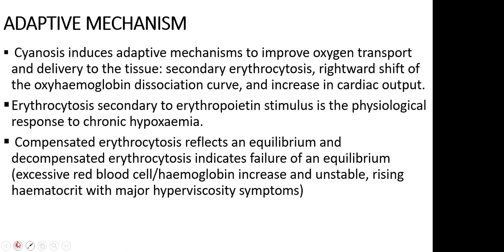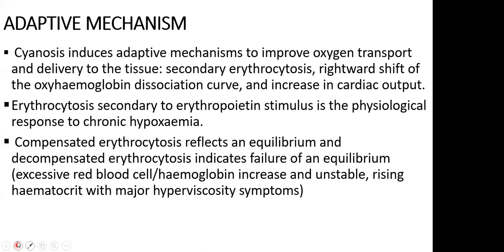Now, the adaptive mechanism: what actually happens when a patient is cyanosed? Basically, there's stimulation of erythropoietin. When there's cyanosis, the body picks it up as reduced hemoglobin, and hemoglobin is what carries oxygen. So erythropoietin is stimulated to produce secondary erythrocytosis, meaning more red blood cells are produced, and indirectly this increases the output of this patient.